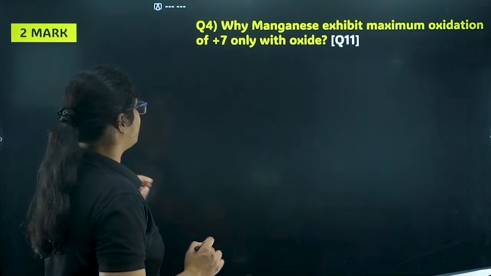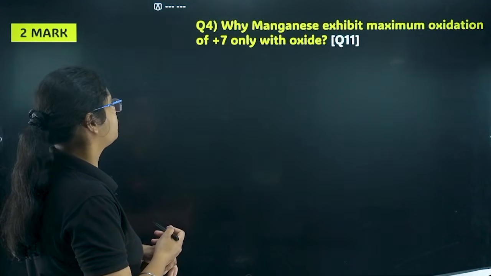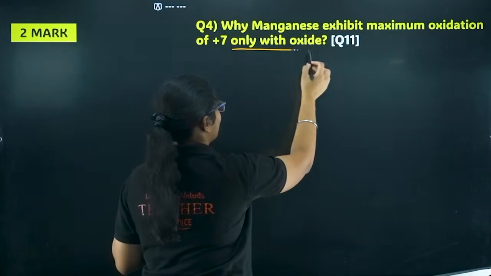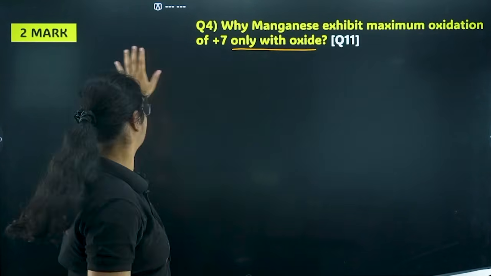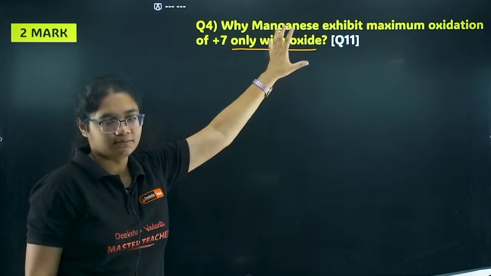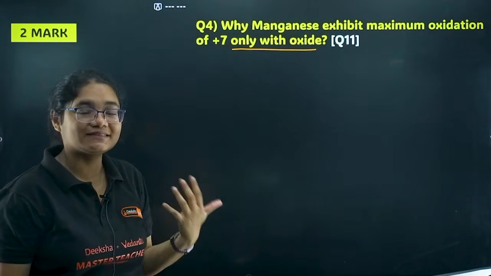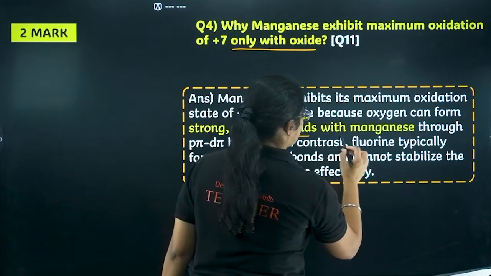Okay. Moving to the next question: why does manganese exhibit the maximum oxidation state of +7 only with oxide? This is question number 11 from the question bank, from the 2 marker section. So we know that oxygen can stabilize the higher oxidation states better because of its ability to form multiple bonds with manganese.